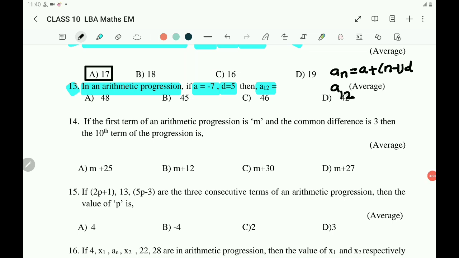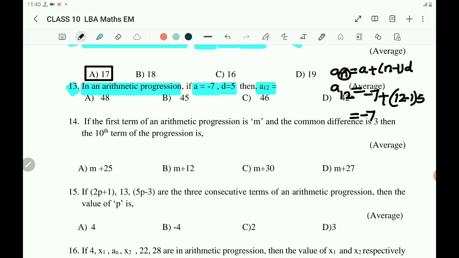Therefore, in the place of n, write 12, equals, what is the value of a? a is minus 7. In the place of a, write minus 7. Then you write plus, n is 12, right? 12 minus 1. d is 5. So, in the place of d, write 5.